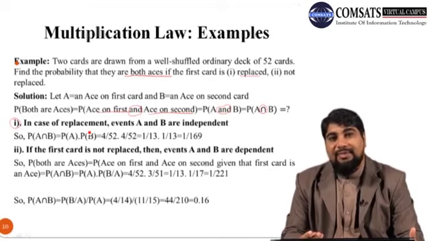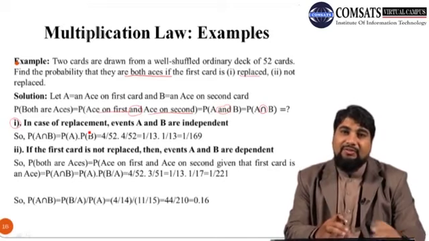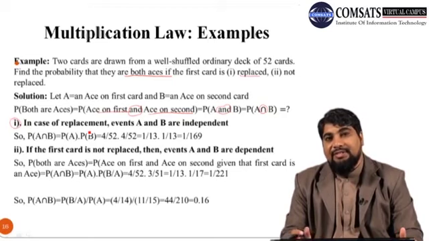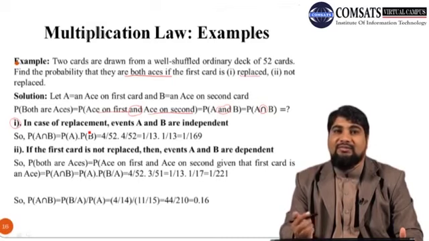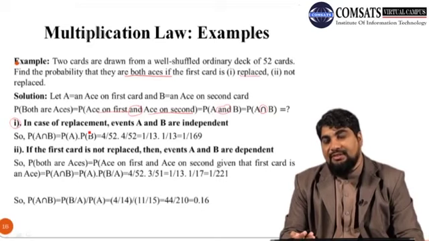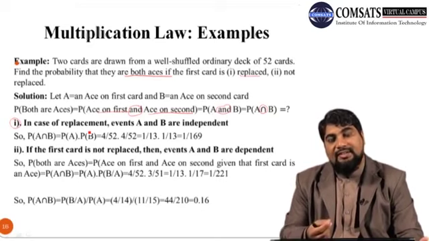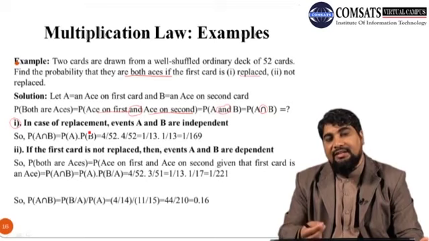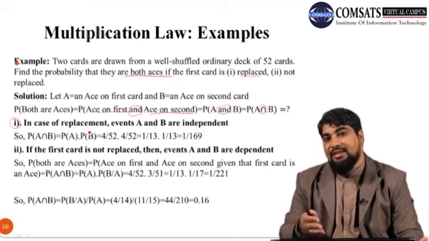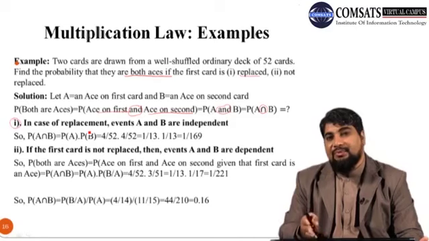4 out of 52, and since it is replaced, we again have a complete deck of 52 cards. So now if the second card is also an ace, its probability is also 4 out of 52. Why? Because there are a total of 4 aces. Once the first card is drawn, it can be an ace out of any of the 4 suits: ace of diamond, ace of heart, ace of club, or ace of spade. So the probability of getting an ace is 4 out of 52.